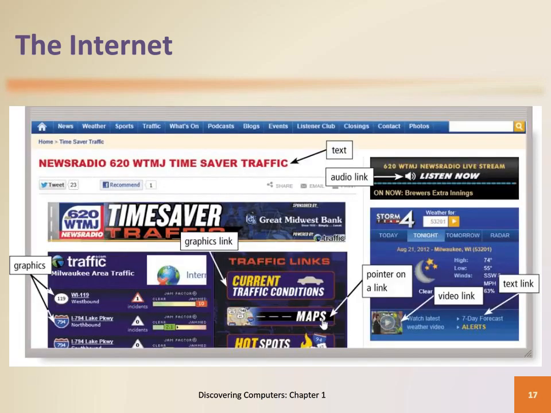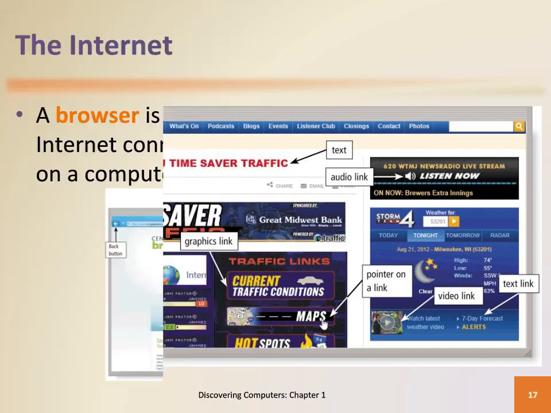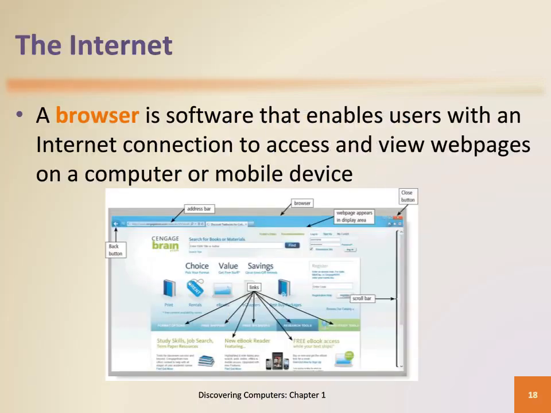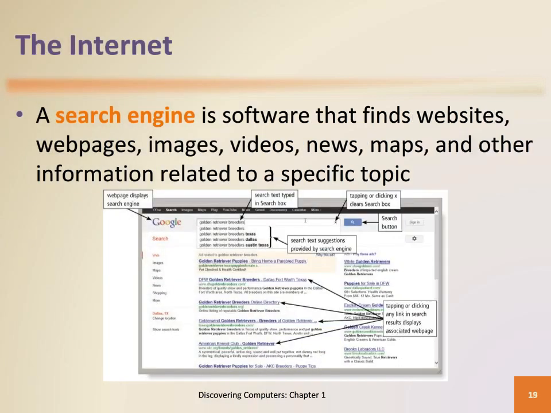Web pages can display text, graphics, audio, and video on a computer or mobile device. Software that allows you to view web pages is called a web browser. Once you have a computer that is connected to the internet and you have web browser software, you will be able to view web pages. While surfing the web, you can use search engines to find websites and web pages. A search engine is software that allows you to search the web for specific information.